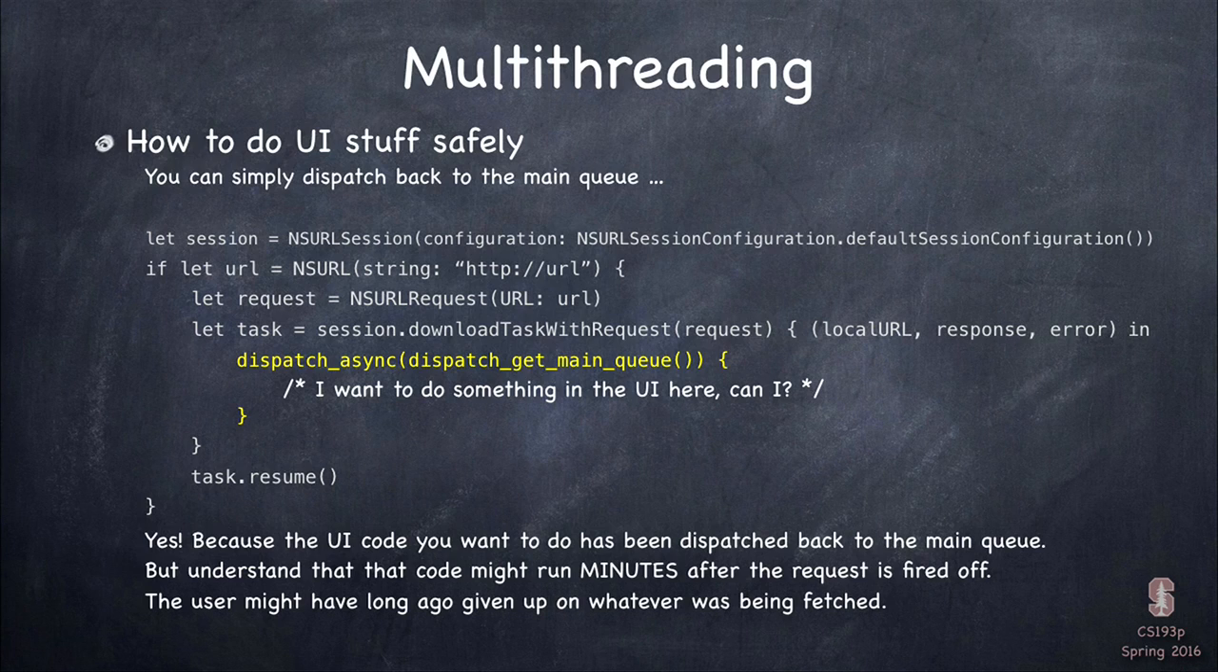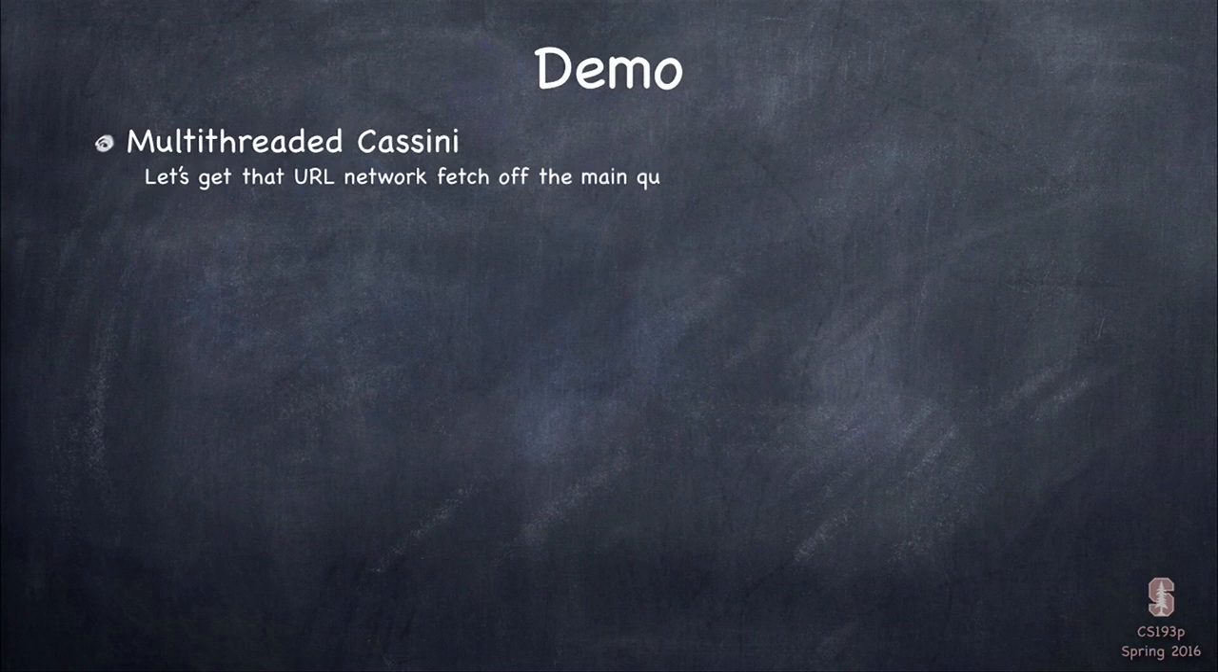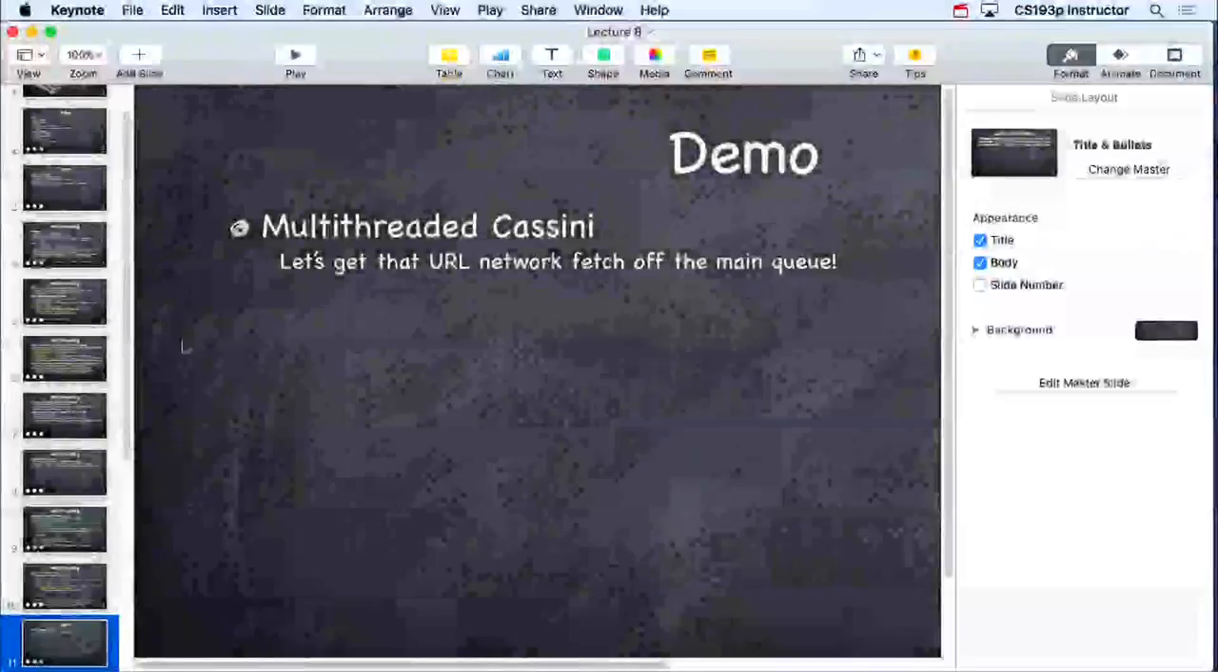Got it? You're going to run into occasional iOS APIs that take these closures and are asynchronous, and you just have to know that if you want to do anything in the UI, you're going to have to dispatch async back to the main queue. All right, so let's do a demo of this where we fix Cassini. Let's make Cassini so that its UI is always responsive even while it's off downloading these things.